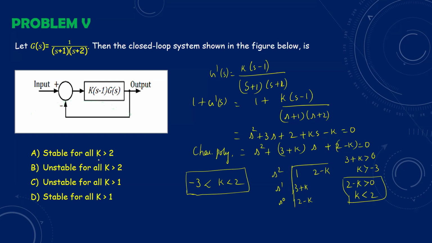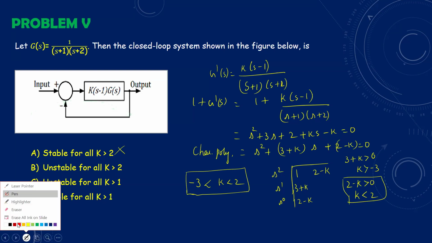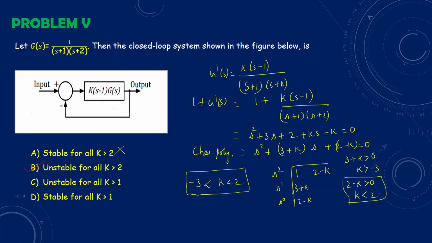So let me check with the options. The first option is stable for all k greater than 2. No, for k greater than 2, it is not stable, so option A is wrong. Unstable for all k greater than 2: yes, absolutely, option B is correct. It is unstable after 2. So option B is correct only.